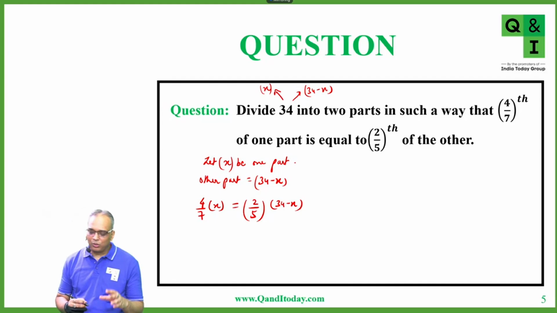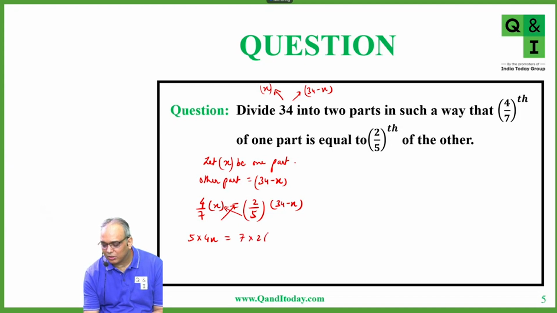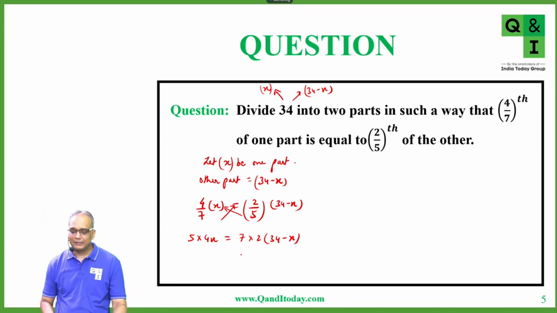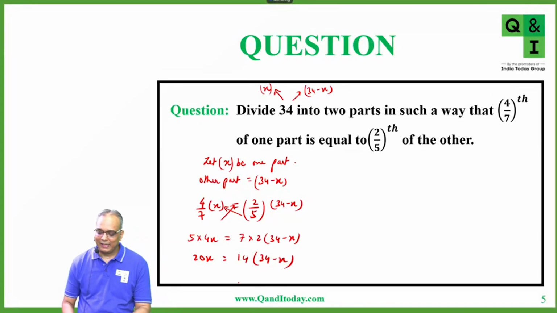Now what we are going to do is solve this equation. So how do we solve it? We cross multiply it, whatever is there in the denominator. So we will get 5 times 4x is equal to 7 times 2 times 34 minus x. Correct? So now 5 times 4x is 20x is equal to 14 times 34 minus x.